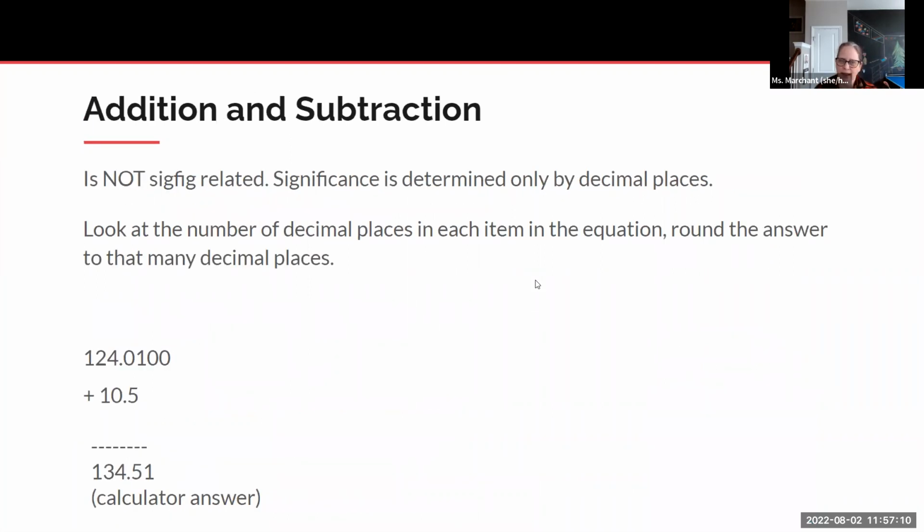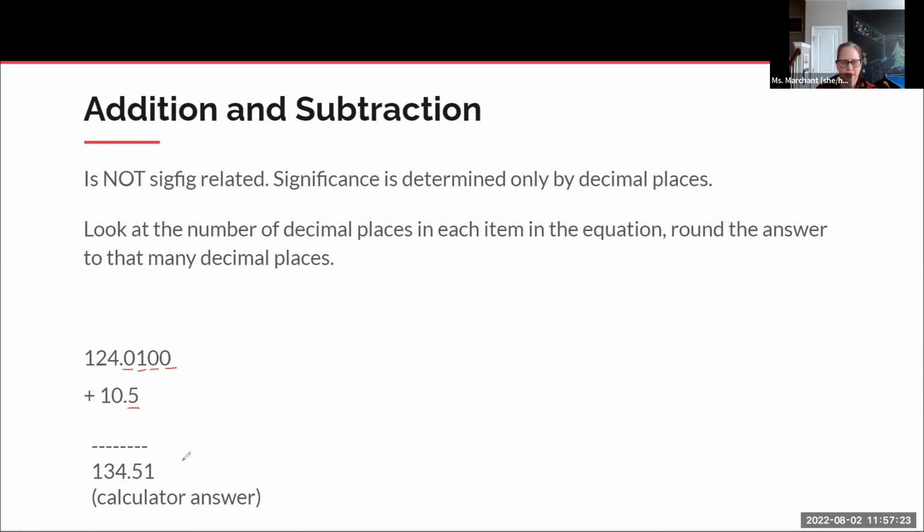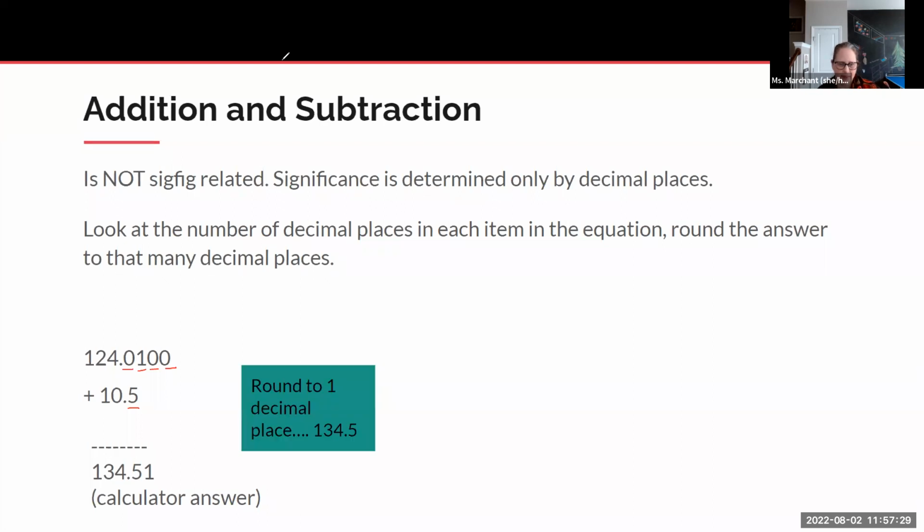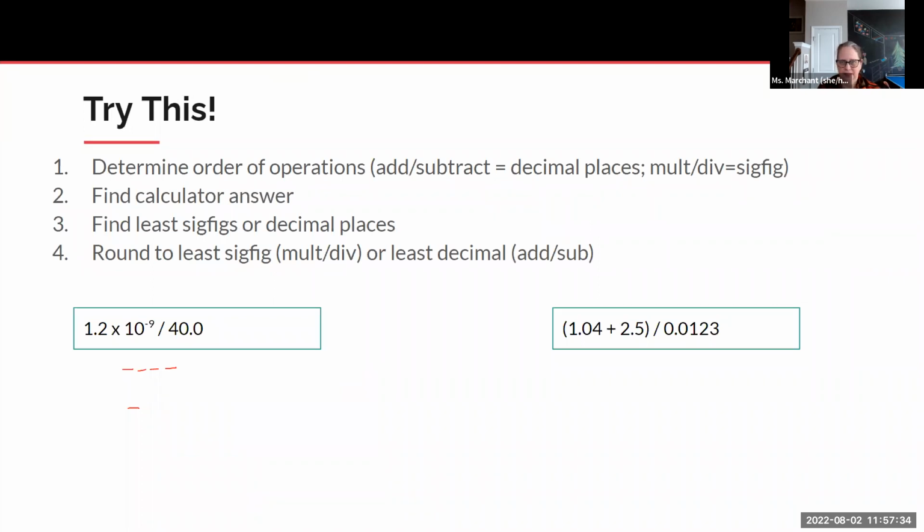Addition and subtraction is not actually sig figs, it goes by decimal places. So 124.0100 has 4 decimal places. And 10.5 has 1 decimal place. We round to the least number of decimal places. So we're going to round my answer to 1 decimal place. And finally, on these try thises, feel free to just pause on the recording if you weren't in the live session, and then try it out on your own and then see what the answers are at the end.